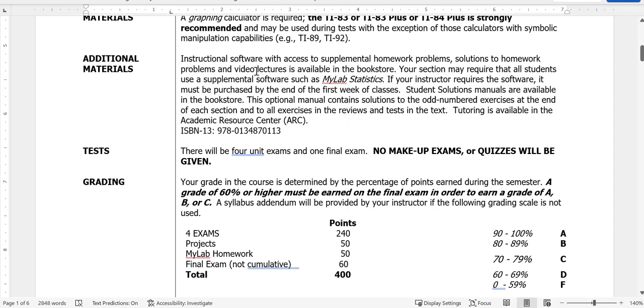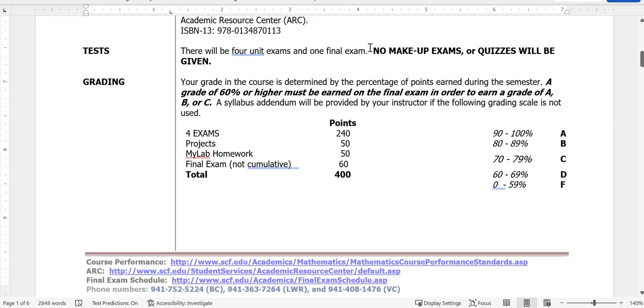Now, the MyLab, we talked about that. Now let's look at the testing. 4 unit exams, 1 final exam. The reality of it is, with 4 and 1, there's really 5 unit exams. It is not a cumulative final like you would think. You have 5 unit exams. That's it. No makeups, no quizzes. If you miss an exam, the average of the other 4 will be used for the grade of the one you missed.